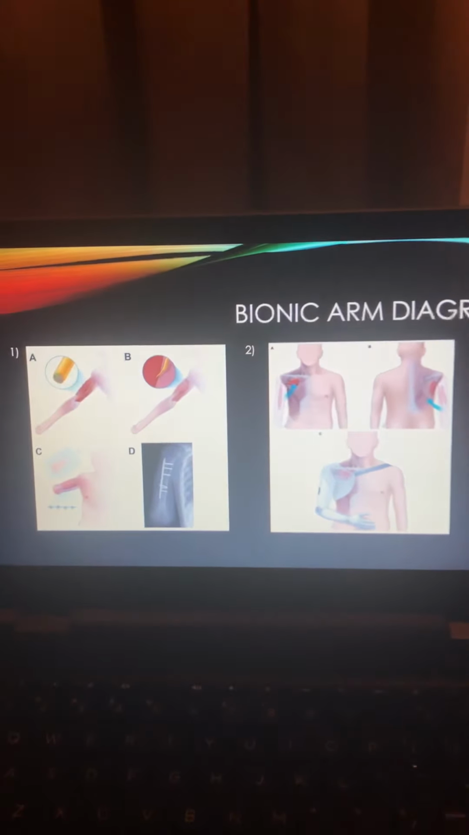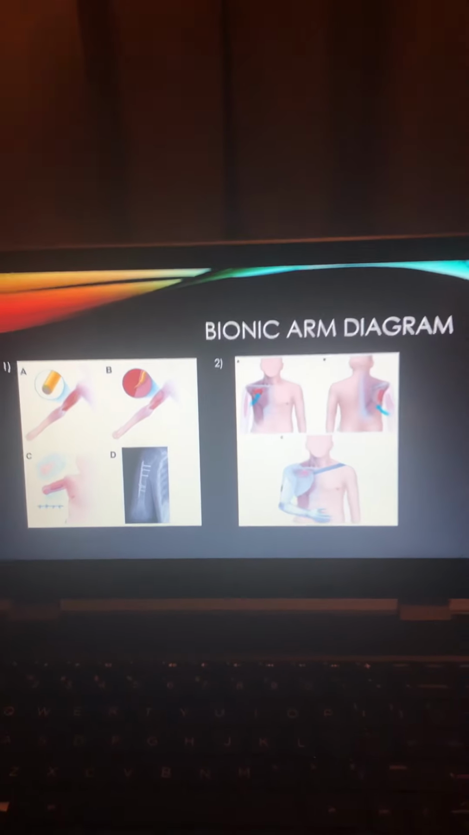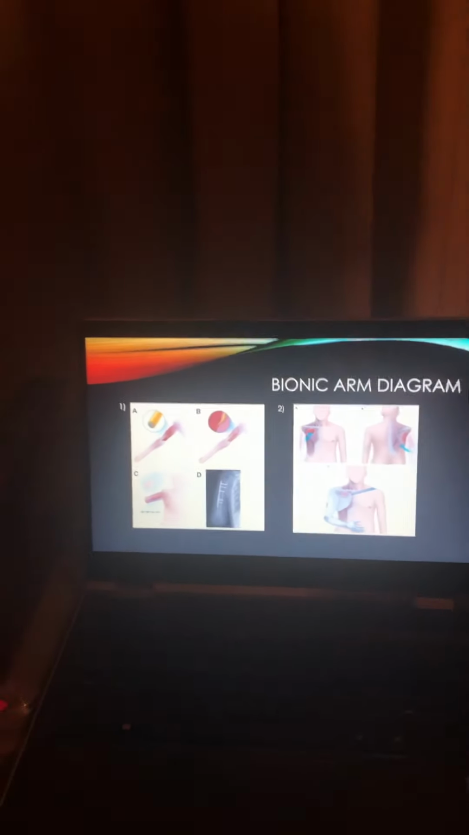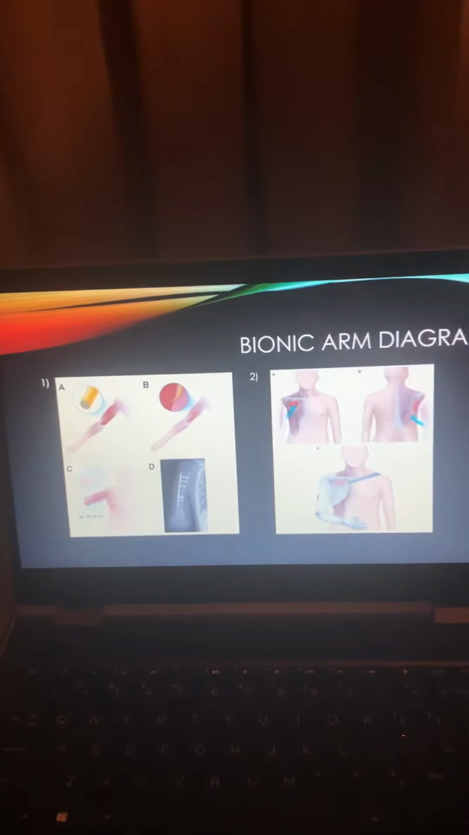And so with the same article, we're actually given a diagram as to how it works. And so with the diagram, we're actually given two steps of it. And so with part A and part B, it shows that we're actually able to find a muscle group that is responsible for hand and finger movement. And so with it, in step C, they're actually able to ask an amputee to imagine himself opening and closing his own hand.